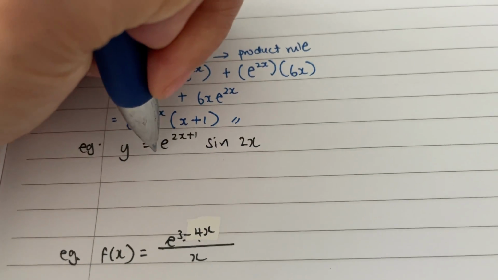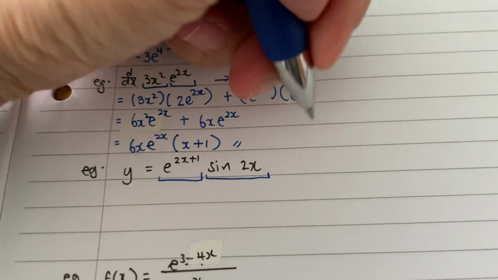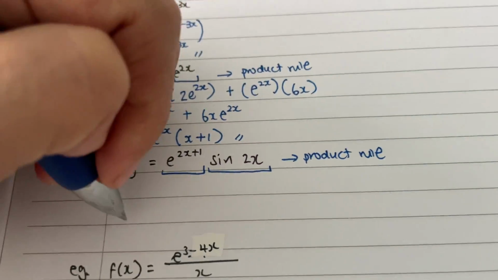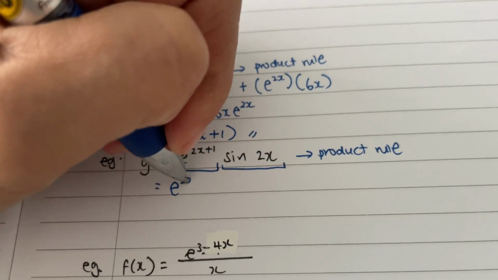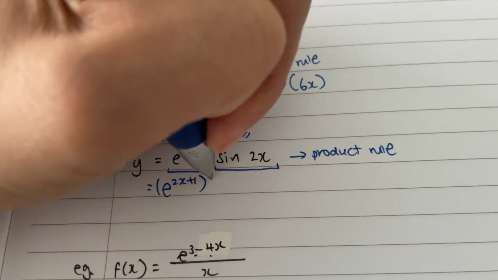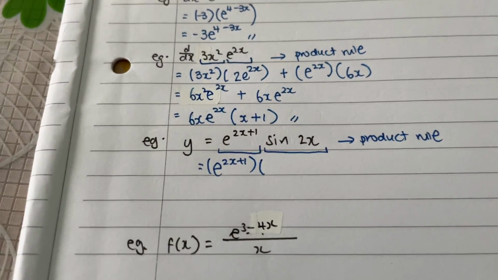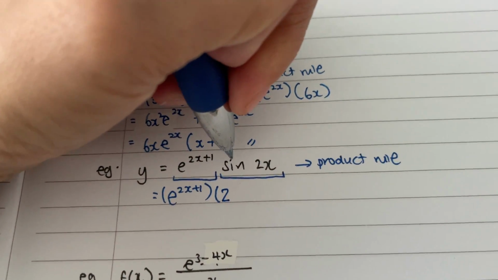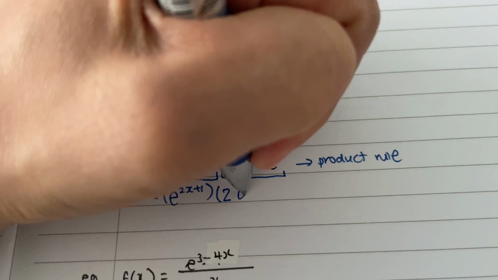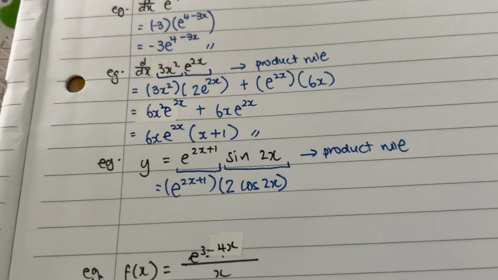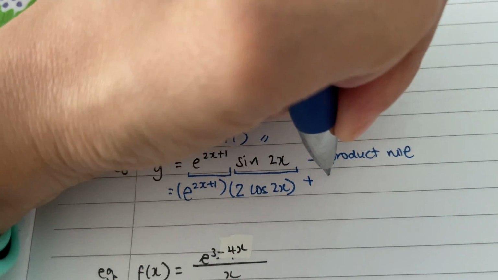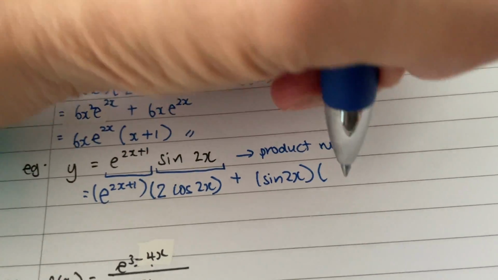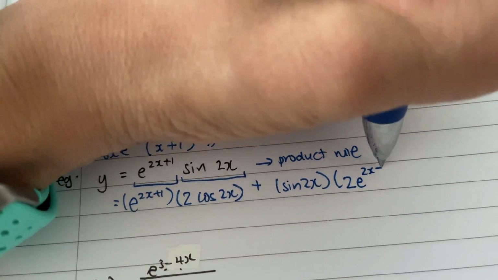Now thirdly, y equals e^(2x+1) sin 2x. Again, we use the product rule because we recognize it's the product of two terms. So let's leave the first as it is and differentiate the second one. When we differentiate, bear in mind for 2x, we have to differentiate it. That gives a 2. And then sine, differentiated, gives you cosine 2x. This is what we learned earlier in the video. Plus sin 2x, while we differentiate e^(2x+1), that will make 2e^(2x+1).